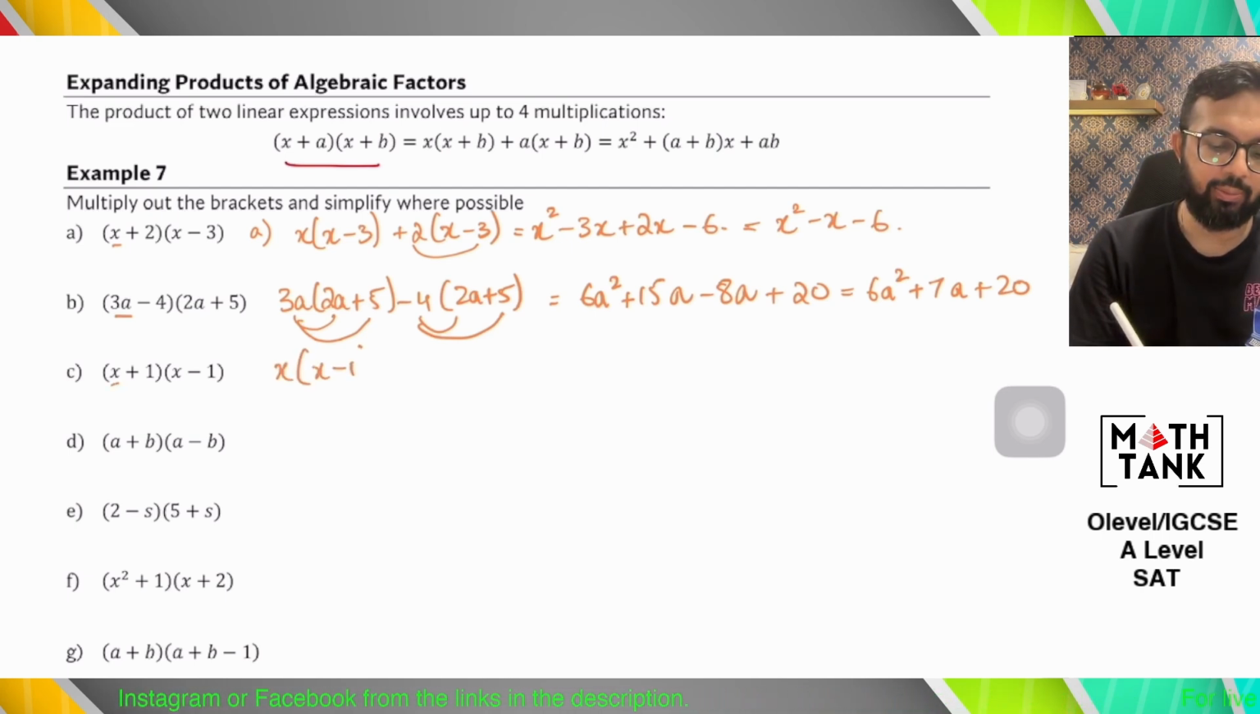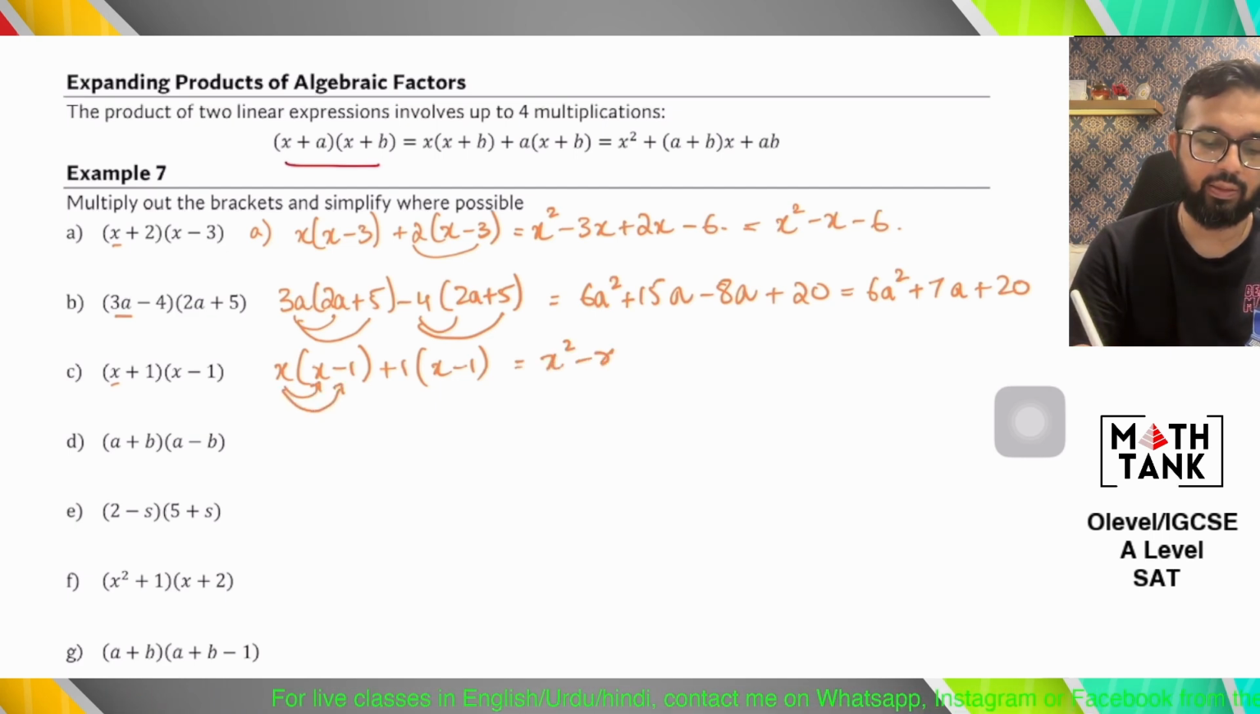x multiplied with x minus 1, plus 1 multiplied by x minus 1. So I get x squared minus x plus x minus 1. So in the net, I get x square minus 1.